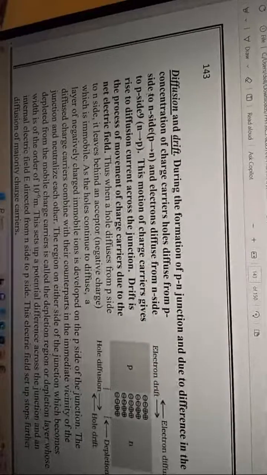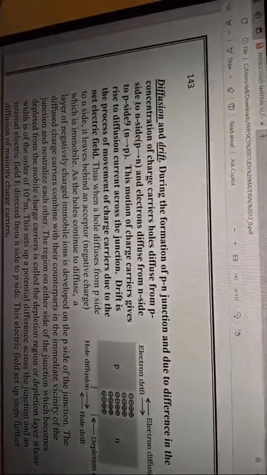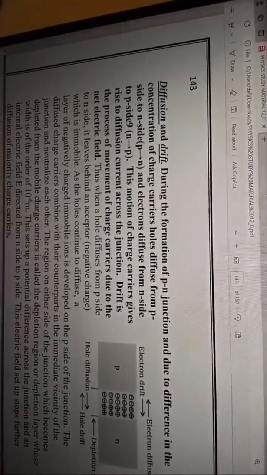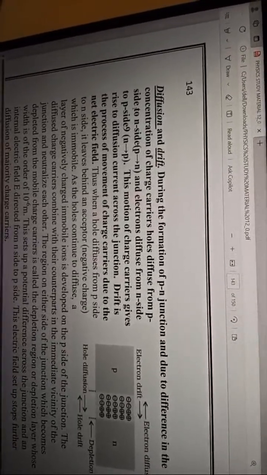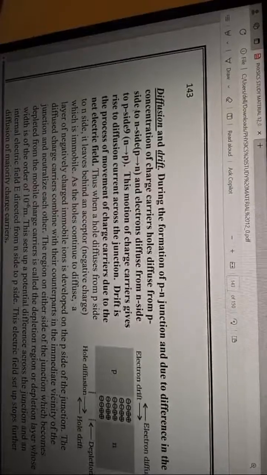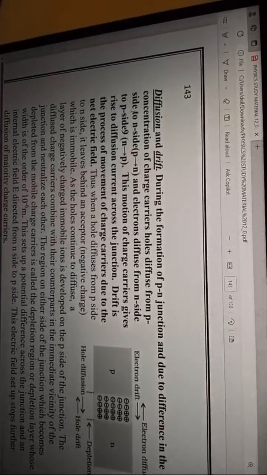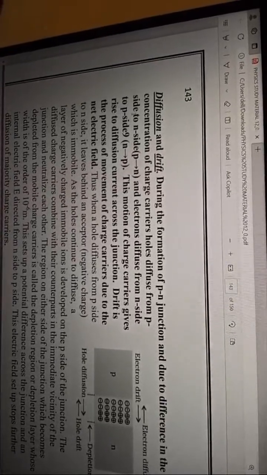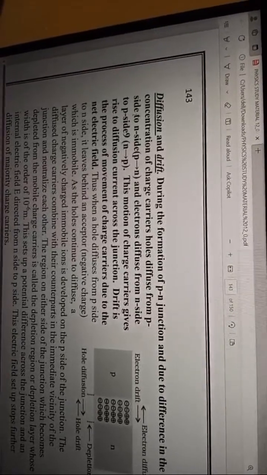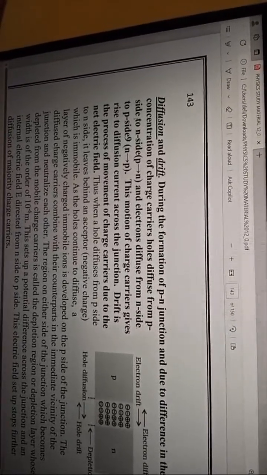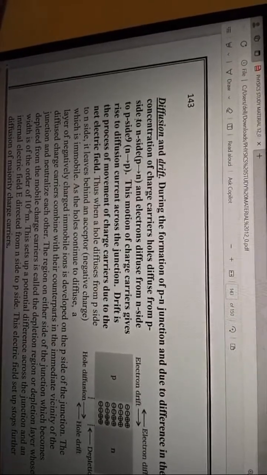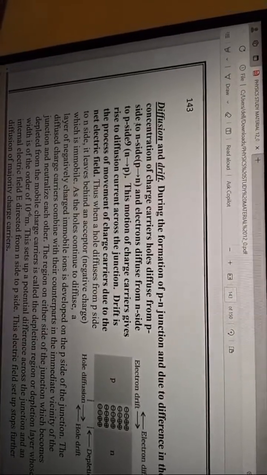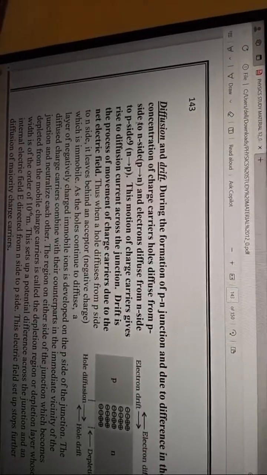diffusion and drift. During the formation of a p-n junction, due to the difference in the concentration of charge carriers, holes diffuse from p side to n side and electrons diffuse from n side to p side. This motion of charge carriers gives rise to diffusion current across the junction. Drift is the process of movement of charge carriers due to the net electric field.